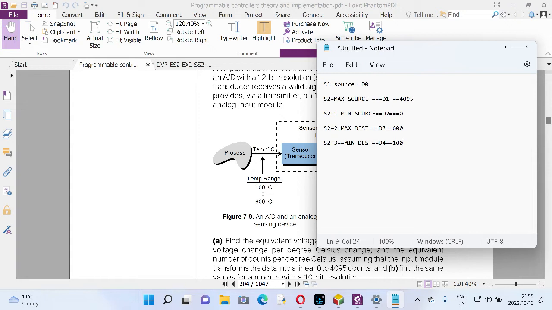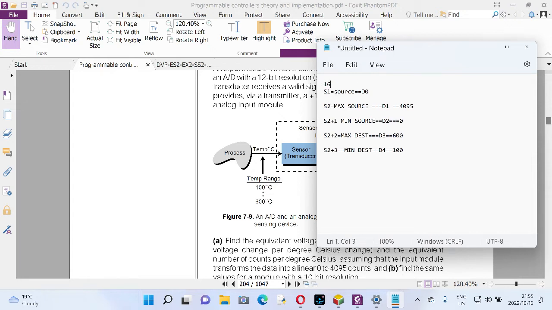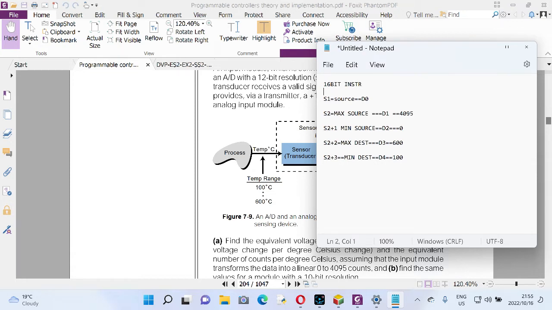Take note, I'm incrementing from D0, D1, D2, D3, D4, right? But here, I'm pointing on S2 is D1. It's S2 plus 1. It's pointing to the next register. And remember, the instruction that we are working with is a 16-bit instruction. A 16-bit instruction can only calculate numbers in the range of 16 bits. And D0, as a register in a Delta PLC, is a 16-bit memory register in size.